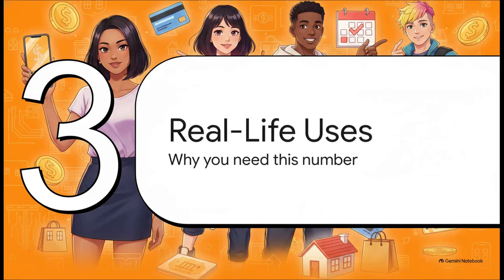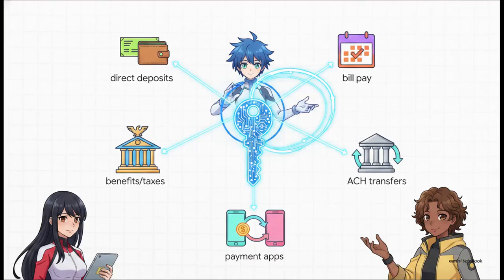Section 3. Real-life uses and examples, and why you actually need this number. You're going to need these digits for almost anything that automatically moves money. Setting up employer direct deposits, which, by the way, unlocks Dave's awesome feature that lets you get paid up to 2 days early. You also need it for securely receiving government benefits or your IRS tax refund, setting up automatic bill pay so you're not writing paper checks, executing standard ACH transfers, or even just linking your Dave account to payment apps like Venmo or PayPal.